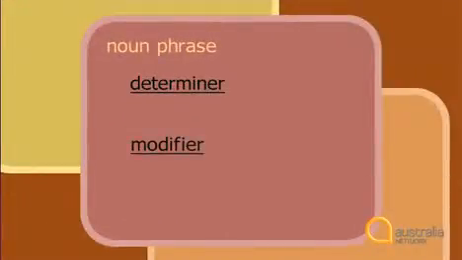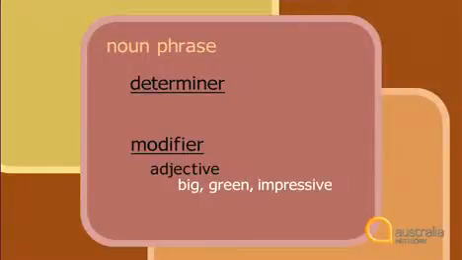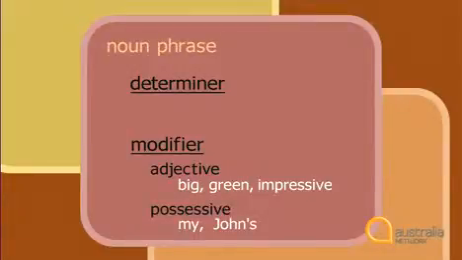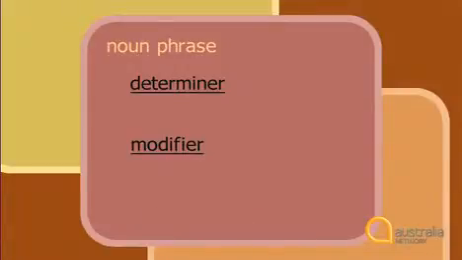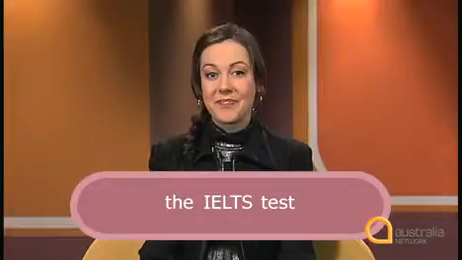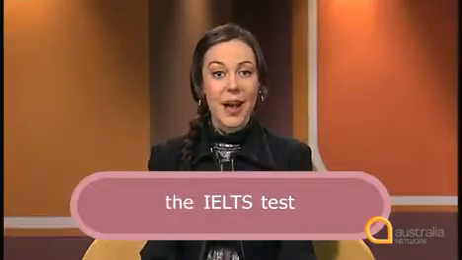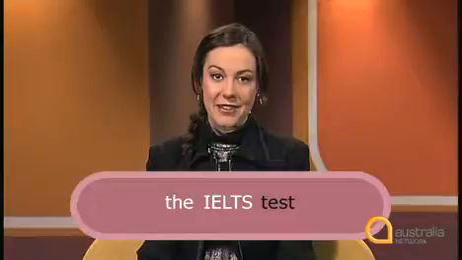As well as a determiner, a noun phrase can have a modifier. A modifier can be an adjective like big, green, or impressive. Or it could be a possessive like my or John's. And finally, a noun phrase must have a noun. An example of a noun phrase is the IELTS test. It has a determiner, a modifier, and a noun.